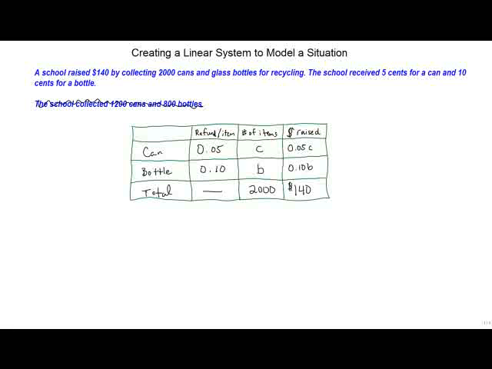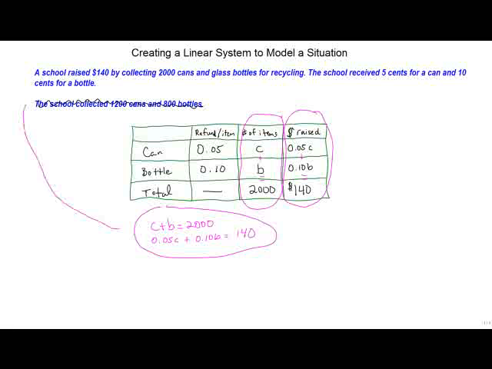Now you might notice this table is a little easier to pull a linear system out of than the text above. You can see here we have C, cans, and B, bottles, equal a total of 2,000. And then we have a total amount of $140 raised from the cans and the bottles. If we look at these and treat total as equals, we now have a linear system. To rewrite it so that it makes sense, we have C plus B equals 2000, and 0.05C plus 0.10B equals 140. So here we have a linear system that represents the information that was given to us above.